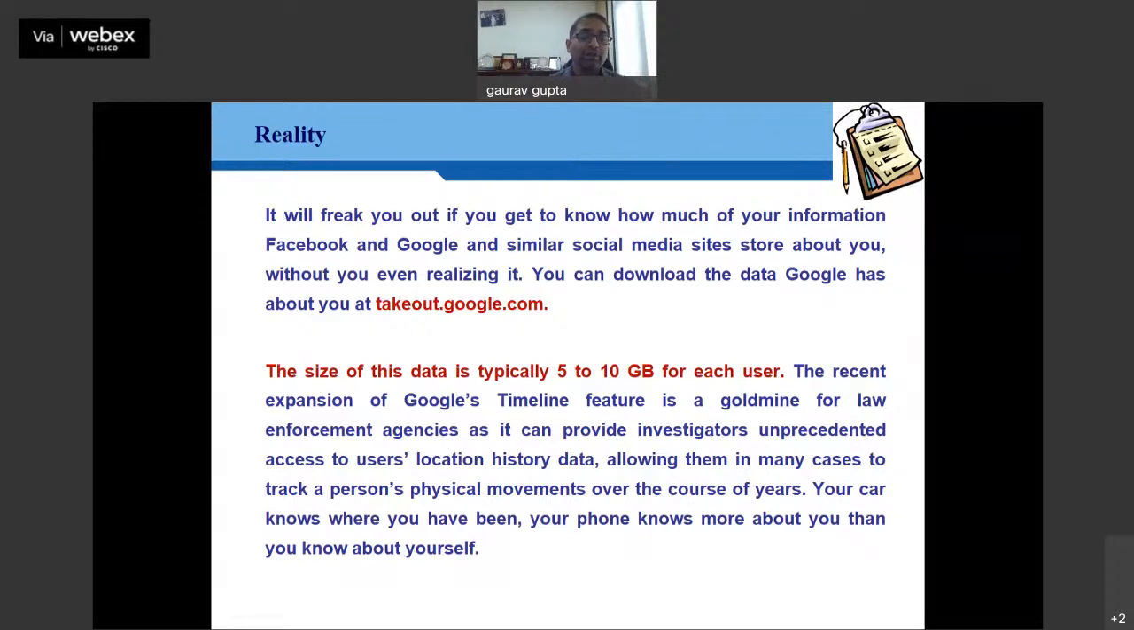Almost all social media service providers allow you to download your own data offline, and then you can delete it from there. At least this can safeguard you in case your account is compromised by a criminal, and he will not be able to misuse this data. This is something which is very important.